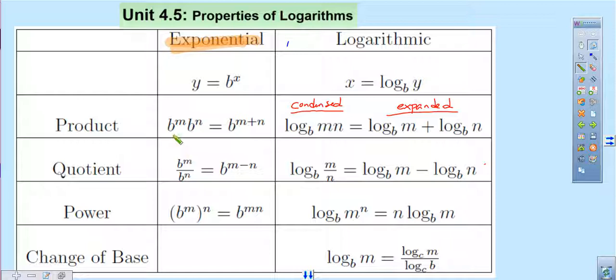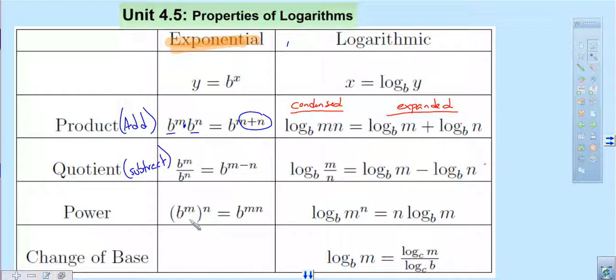We have, for example, the rule that says if we have two things being multiplied together where the bases are exactly the same, then we can take the exponents and add them together. So product goes with addition. If I have some number raised to a power divided by the same number raised to a power, the division turns into subtraction. So the quotient goes to subtraction.